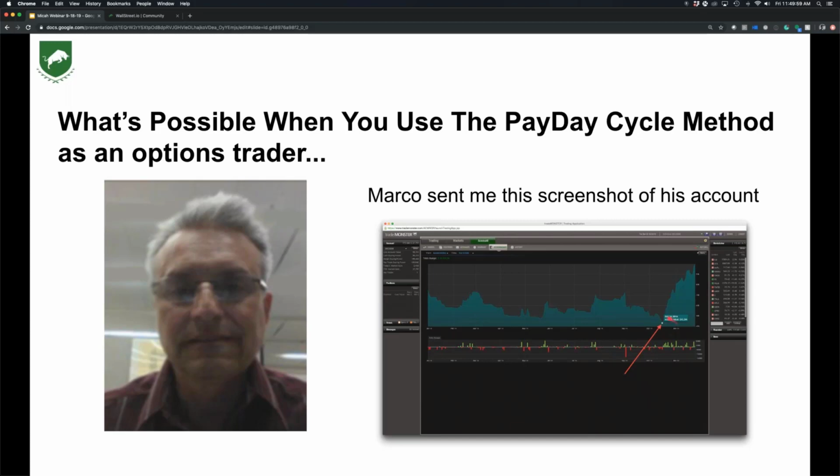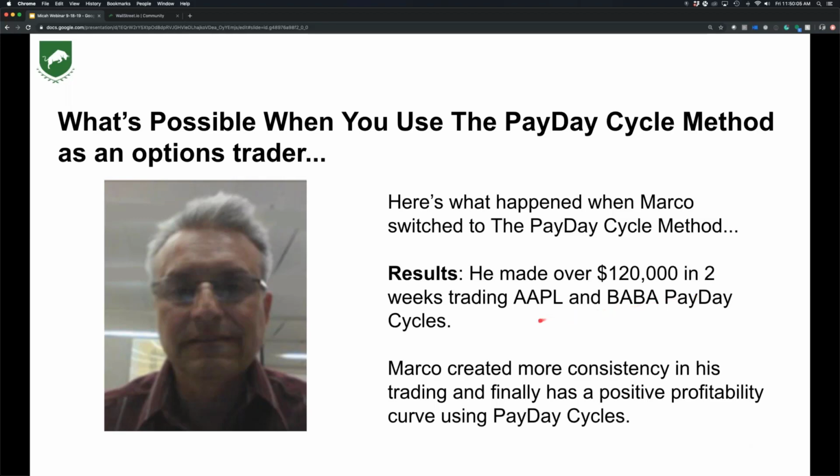This red arrow highlights when he started applying the payday cycle method to his trading. He had a massive breakout in his profitability curve. In fact, here's what happened when he switched to the payday cycle method. He made over 120 grand in just 2 weeks trading Apple and Baba.